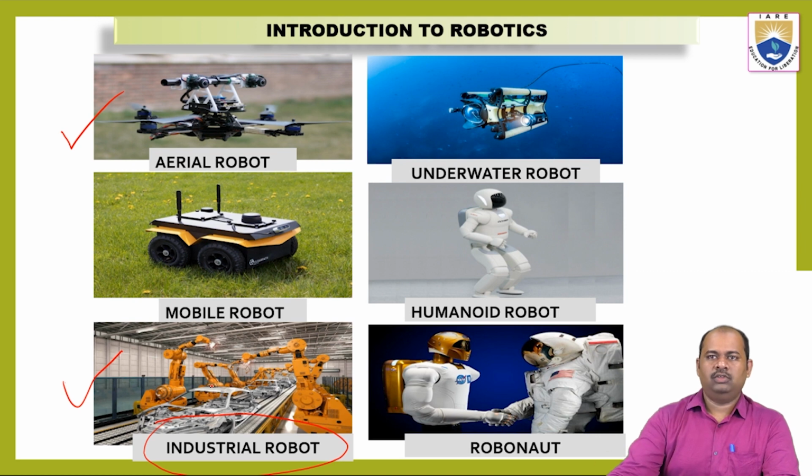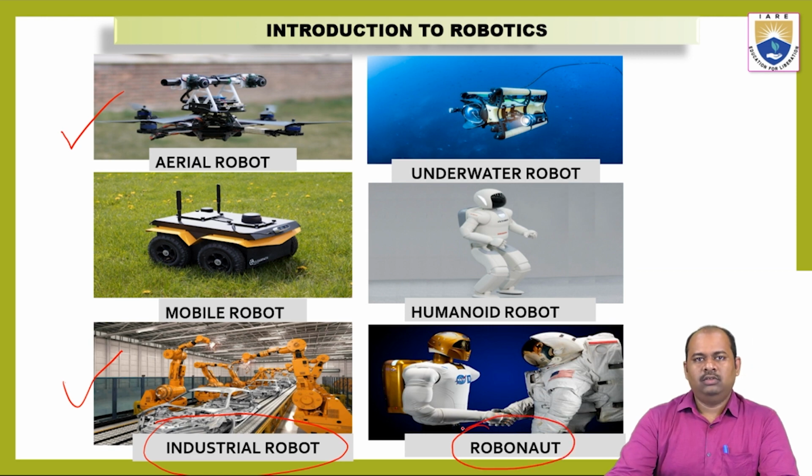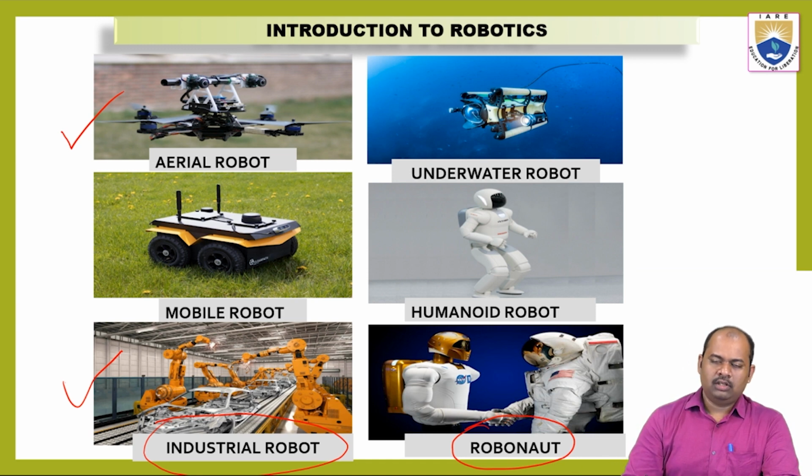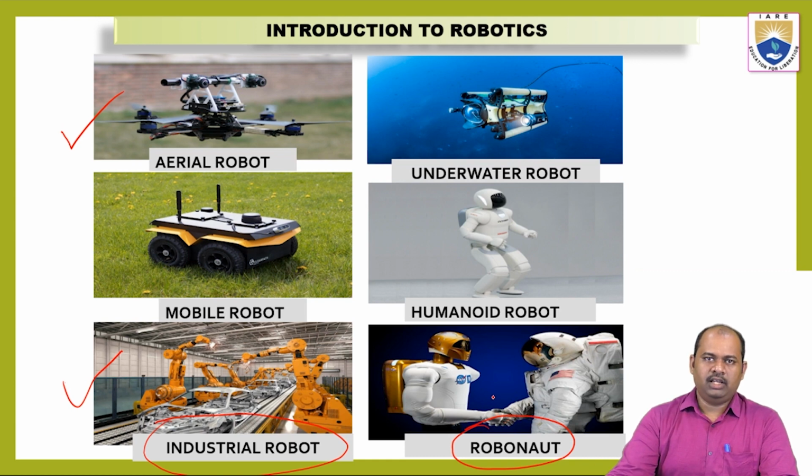Why do we use robots? We will see. Here, robonauts. Robonaut is the next big thing going to happen in the coming century, because robonauts can go into space and they can work along with humans, so that we can reduce the number of human beings being sent into space, and we can reduce the health hazards to human beings.